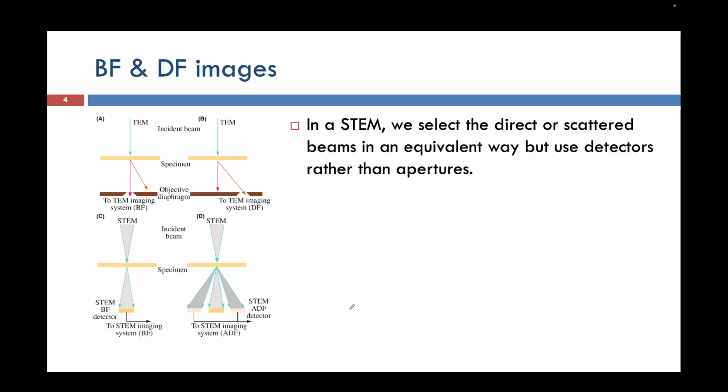So if we want to see this kind of imaging, then there is an advanced method of TEM, that is called scanning transmission electron microscopy.